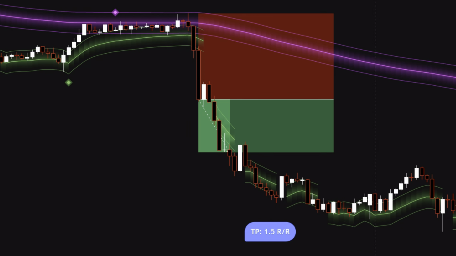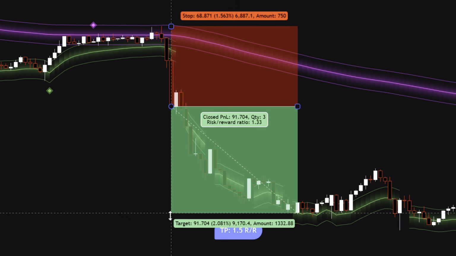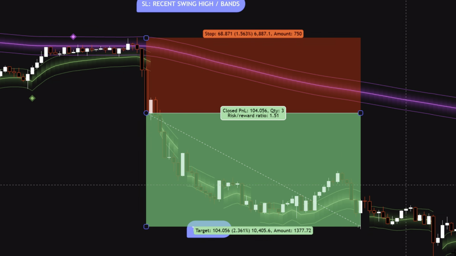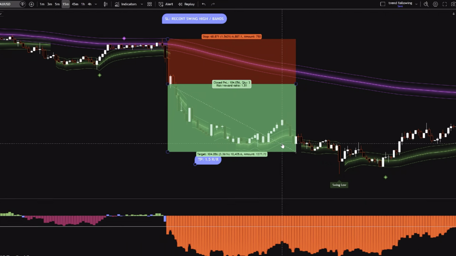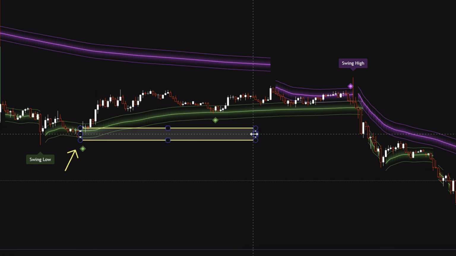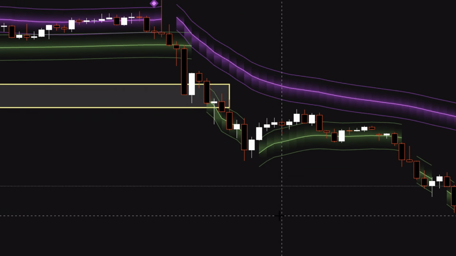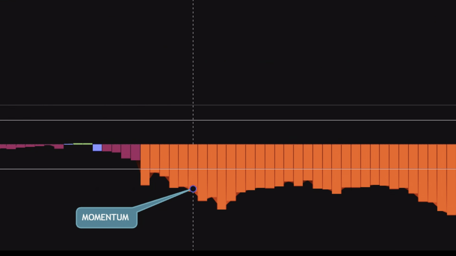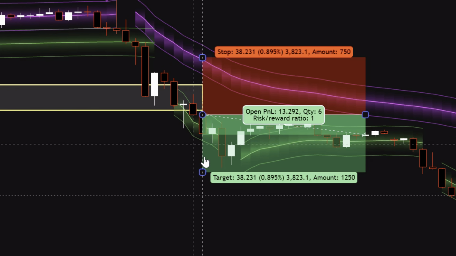Watch the price action here. It stays heavy, follows the momentum, and hits the target. No stress, because we trusted the process. But look at what happens next. Price pulls back, but it stays below the bands. Sellers are still in control. Another opportunity starts to form. It's the same logic. Trend is down. Momentum confirms. Price breaks the local structure and we enter the second sell.